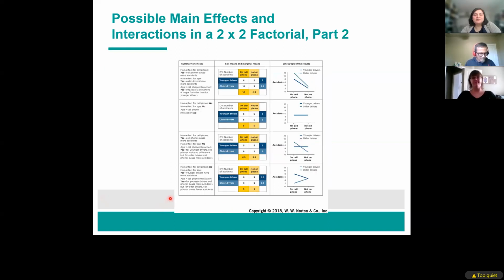What about this one? There are 4 more. Is there a main effect for cell phone? Yes, cell phones cause more accidents than not being on a cell phone. Is there a main effect for age? Yes, older drivers have more accidents. And do these look sort of parallel, Alicia?